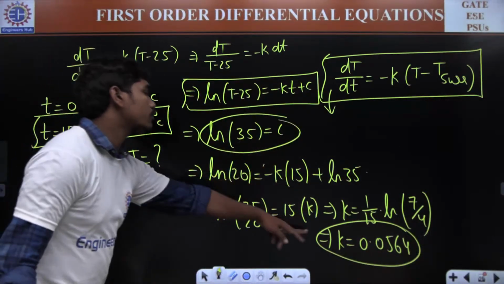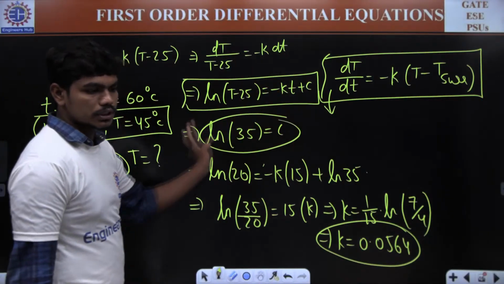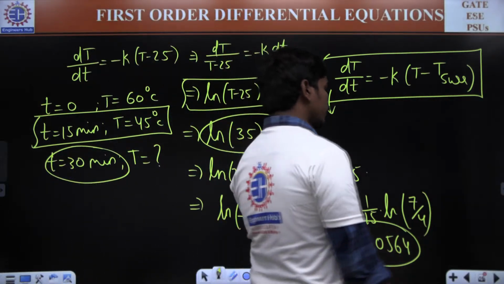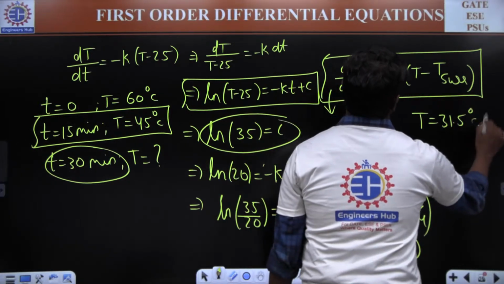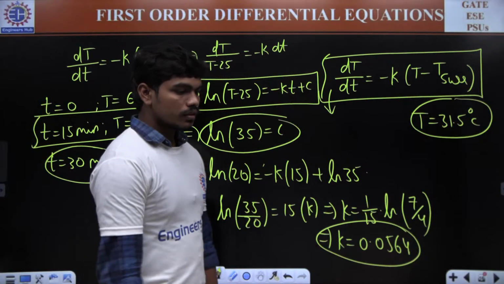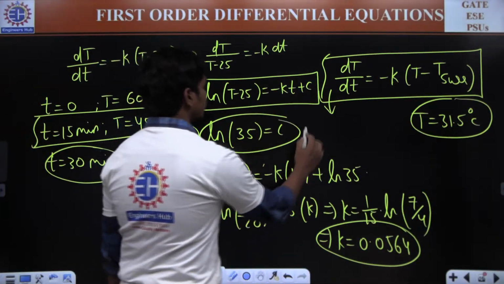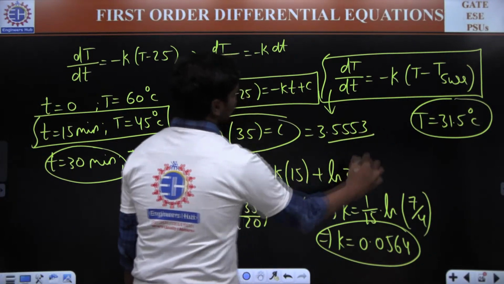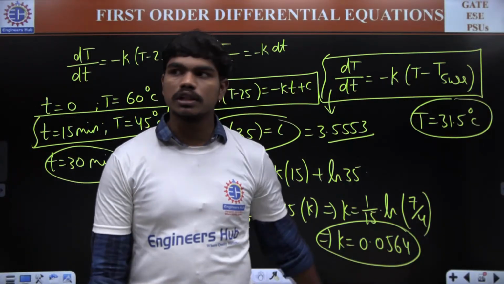So if you know these two quantities, you know the complete relation of T with respect to time. So you can substitute t is equal to 30. You will be getting something like 31.5. Okay. So T is equal to 31.5 degrees Celsius. C is 3.5553. Okay. The value of this is 3.553. Okay. Cool. Did you all understand how to solve this question?